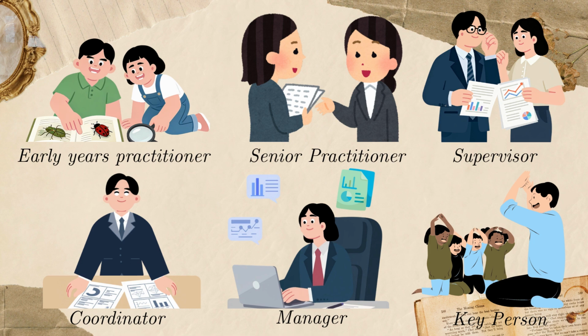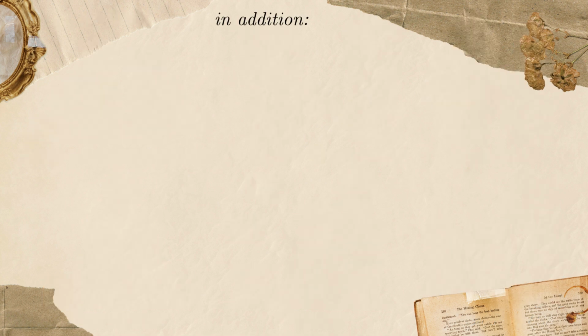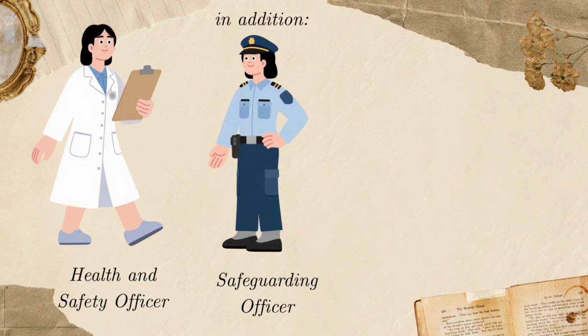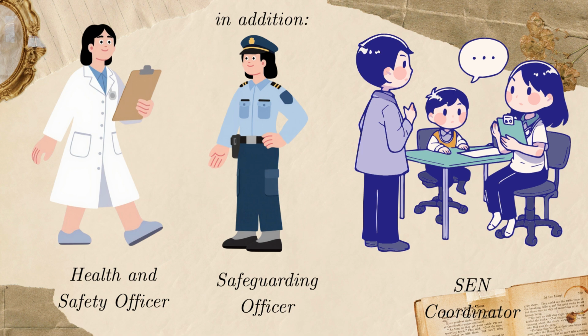and builds close relationships. In addition to this, there are some specific roles like health and safety officer, safeguarding officer, SEND coordinator, which means special educational needs coordinator. Each role supports children's development in different ways.